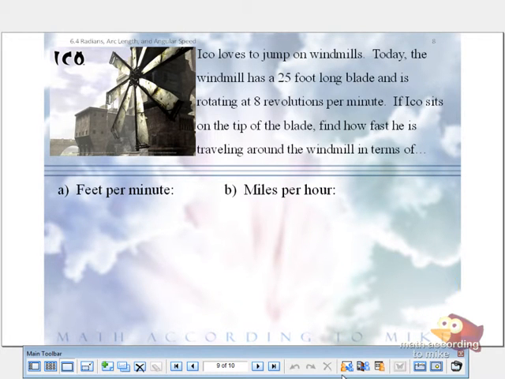Aiko! I think it's really pronounced Iko. Anyone know Japanese? No? I think it's Iko. Laws of jump on windmills.